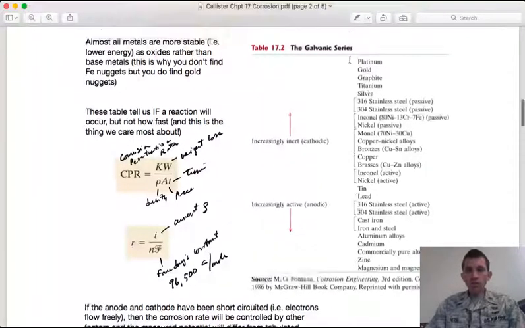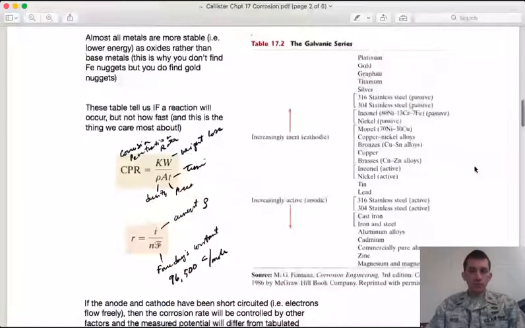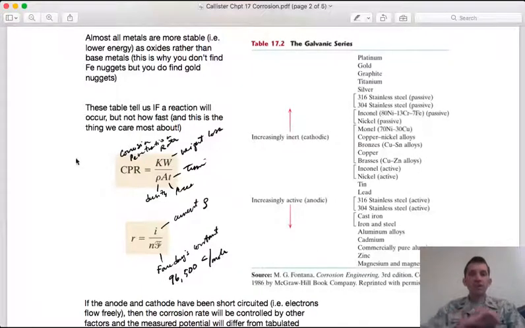And as you go up, you have platinum and gold again as the most cathodic materials, and in between you have materials of industrial interest: iron and steel, cast iron, stainless steels, copper, brasses. These are real alloys that you would potentially choose to make something out of.